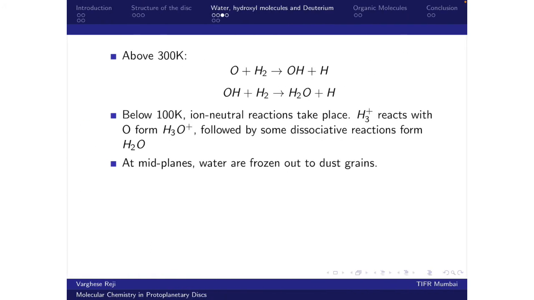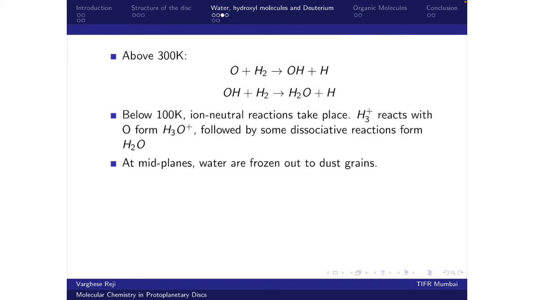At different temperatures, different methods of forming water molecules are used. Water molecules are generated by two neutral processes above 300 Kelvin. One oxygen atom combines with one hydrogen molecule to produce one hydroxyl molecule and one hydrogen atom. One water molecule and one hydrogen atom will be generated when the hydroxyl formed in this stage reacts with another hydrogen molecule. However, below 100 Kelvin, ion neutral interactions occur, resulting in the formation of water molecules.